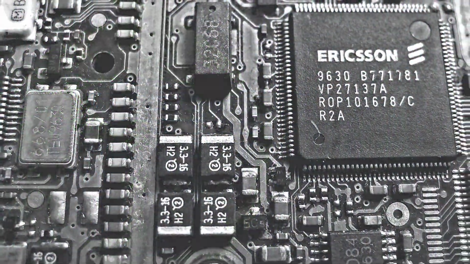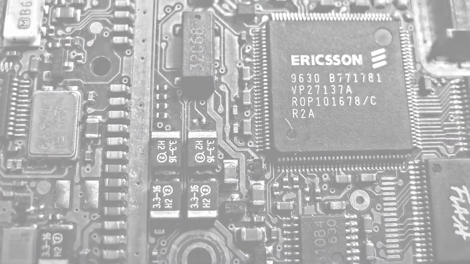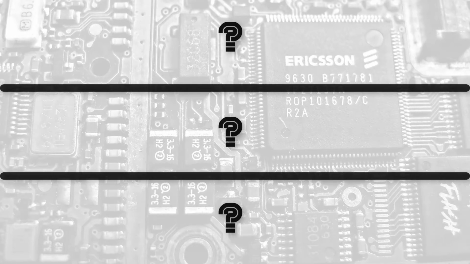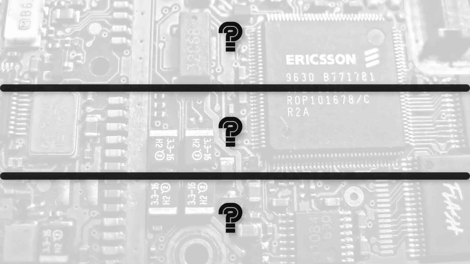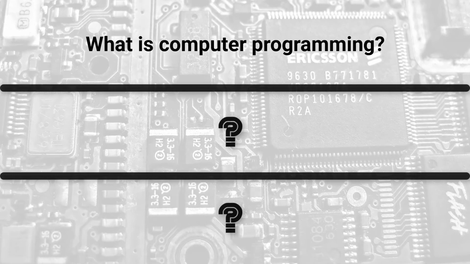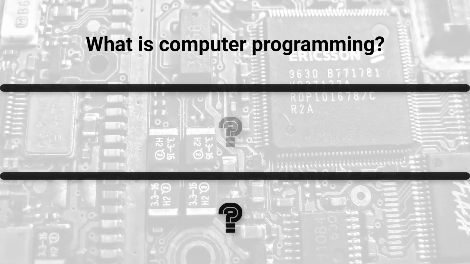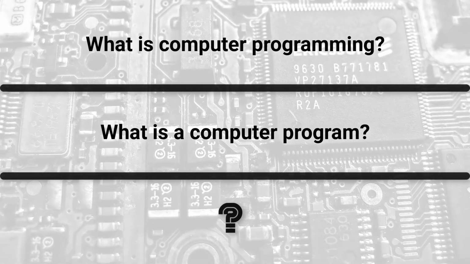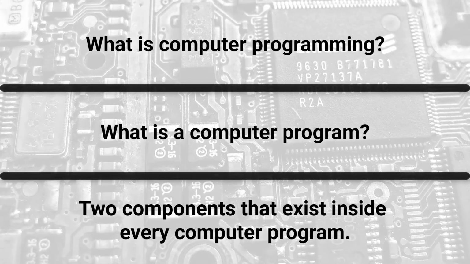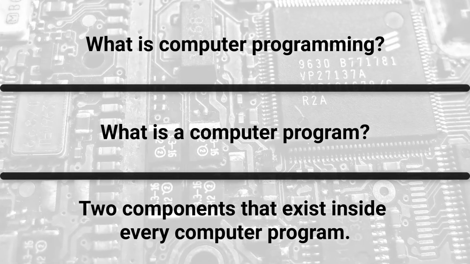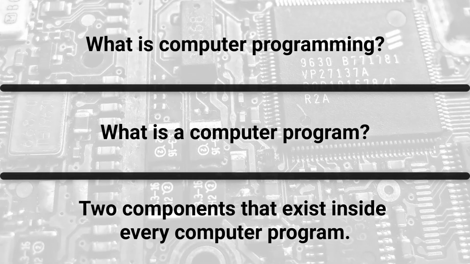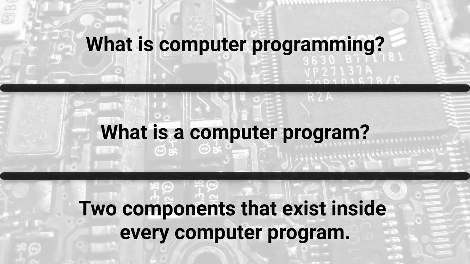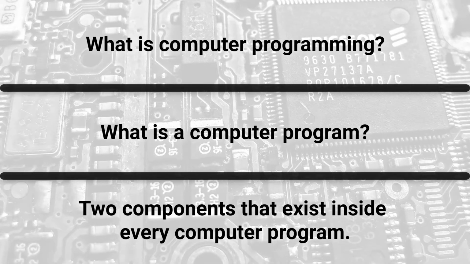Let's begin by seeing how we will break things down. I've picked out three things that will guide us to an understanding of computer programming. The first thing we'll take on is the question, what is computer programming? The second is a related question, what is a computer program? And the third is extremely important, as we'll look at the two components that exist inside every computer program. After we finish this talk, you'll know what's up with computer programming, and you'll be able to see a path you can take to learn computer programming yourself.